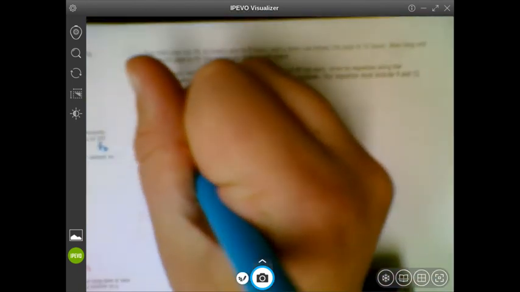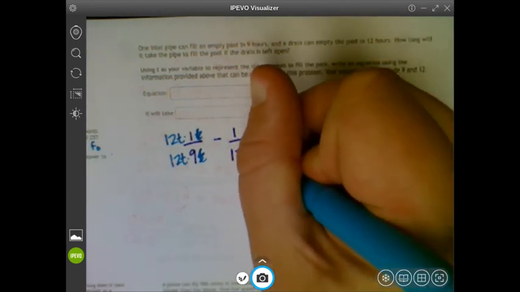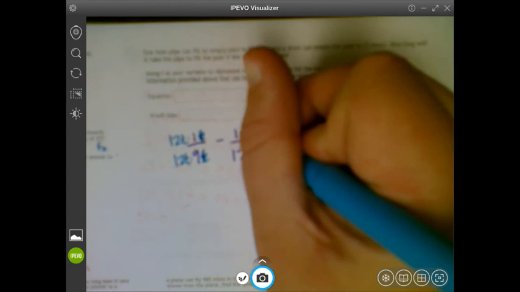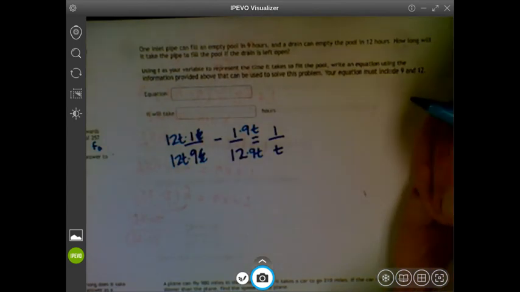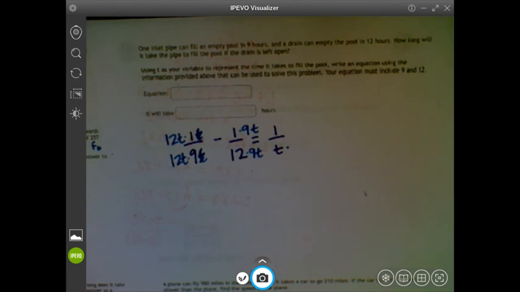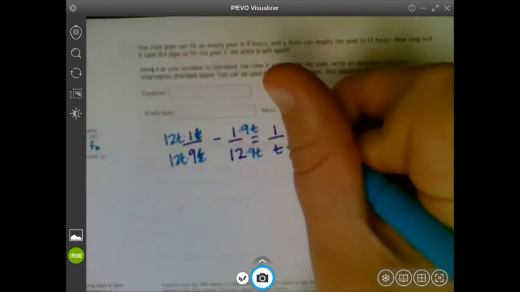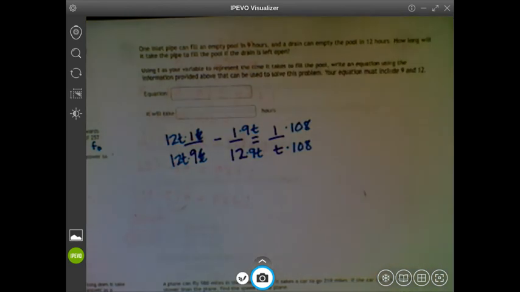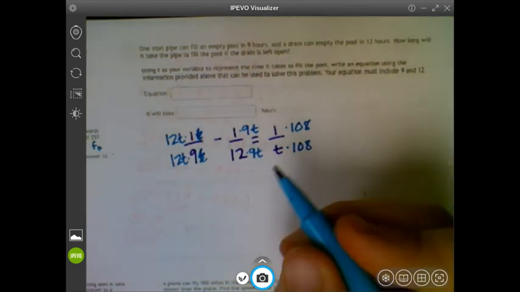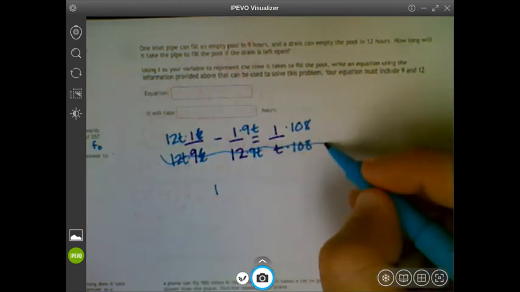So times by 12T. This one times by 9 and times by T, and then that will get that to be a common denominator. And then the last one, if you times it by 12 and 9, 12 times 9 is 108. So times that by 108. So we're going to have all the denominators be the same, so they'll all simplify.